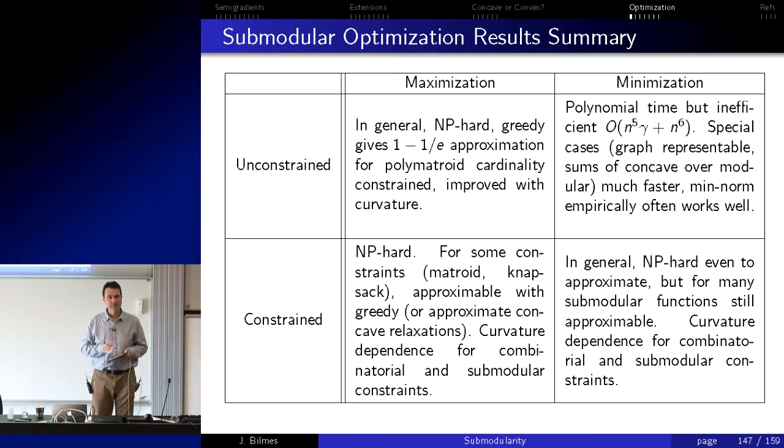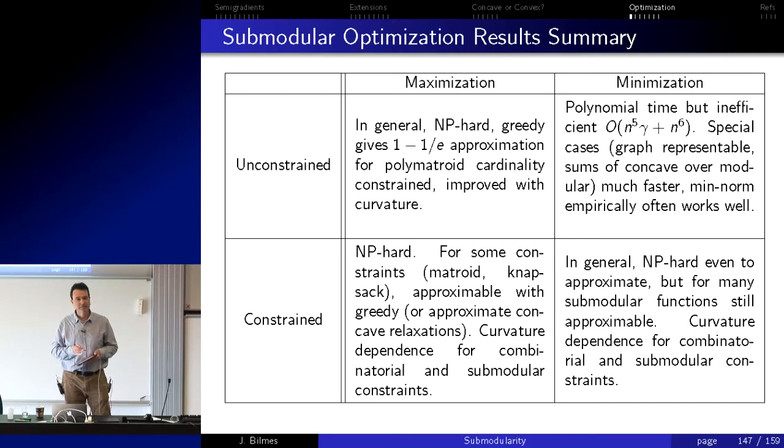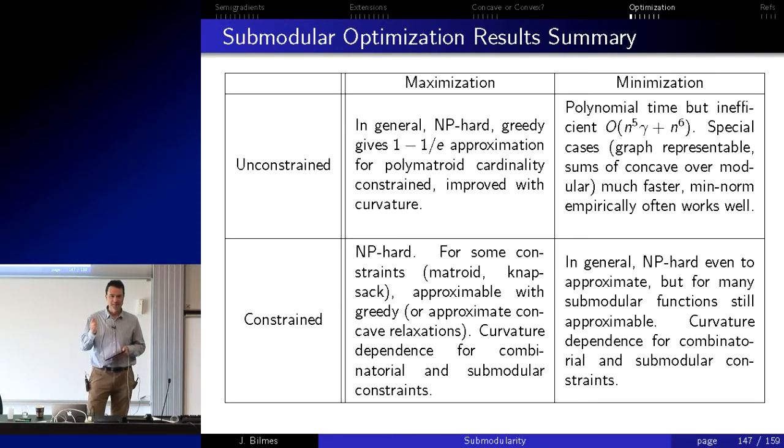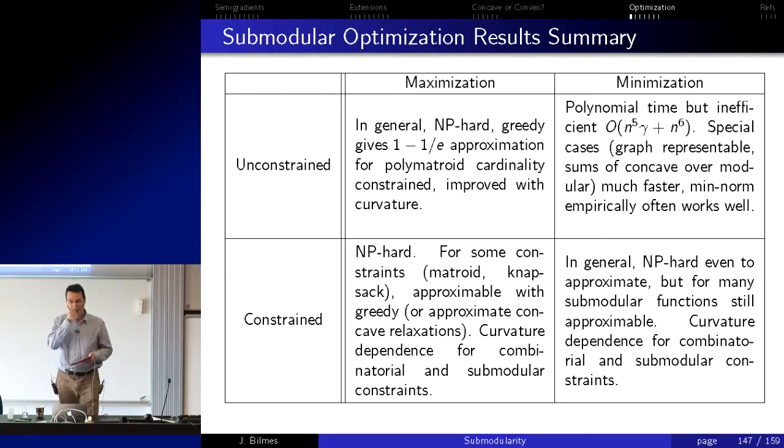I asked one of the founding fathers of submodularity, Satoru Fujishige, what he thought the lower bound was. And he told me, he said, I hope it's n cubed, but I think it's n to the 4th. So that's what he said. But we don't know. We don't know.